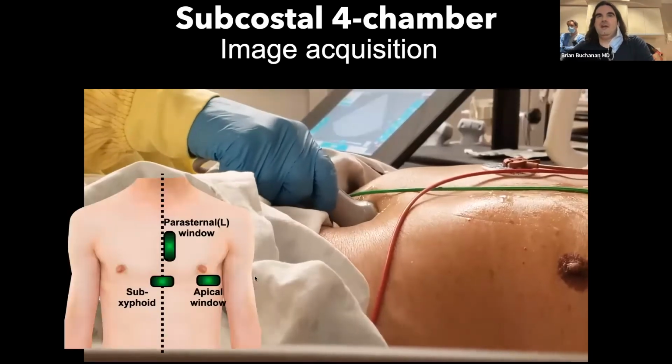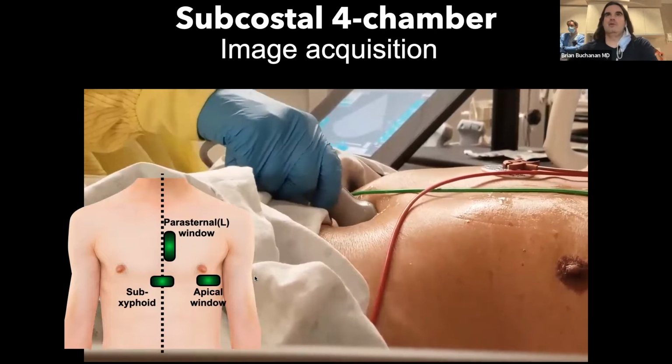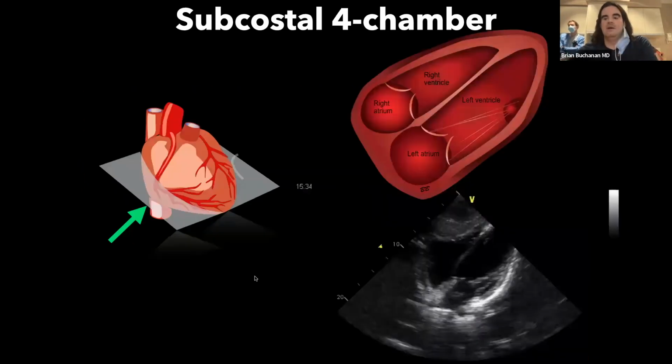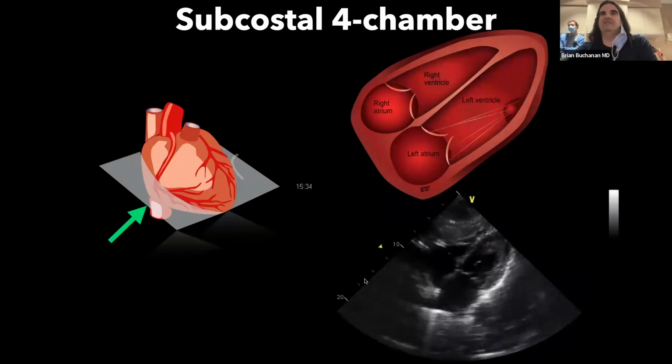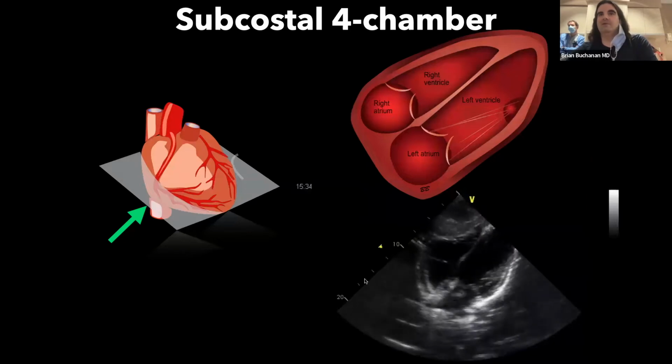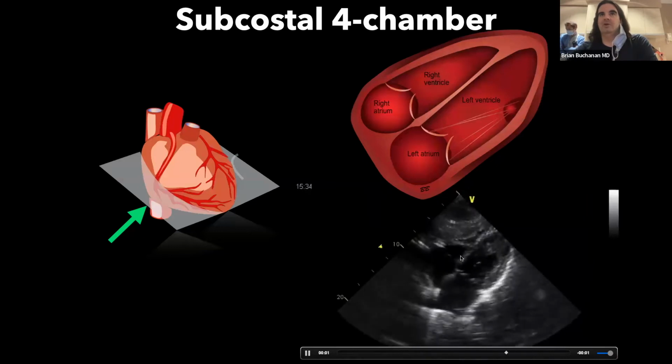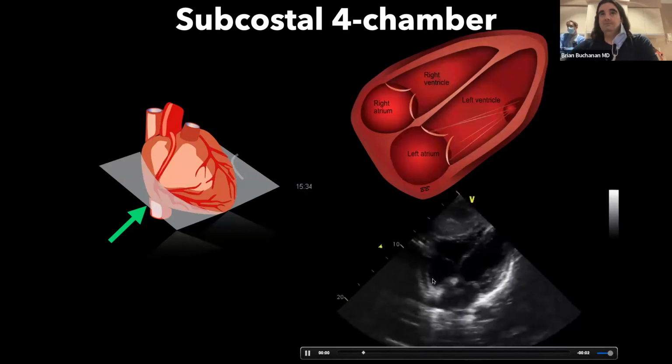The subcostal four-chamber is basically the probe marker towards the patient's left. Then you can see the marker moving up and down towards the sternum, so there's both some compression and some fanning or tilting to get under there. That will give you this view here. This is basically just a different view of the apical four-chamber from a different perspective. So left atrium, left ventricle, right atrium.